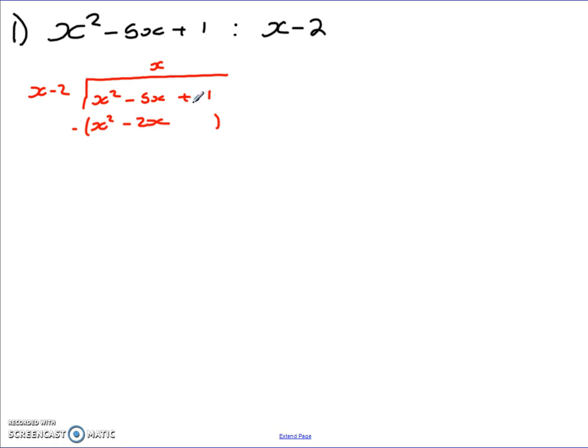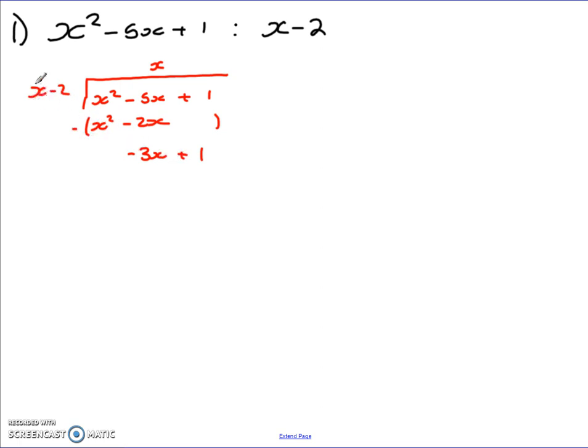What we should find every single time, if we've done it correctly, is this highest power vanishes. So we've got x squared minus x squared, great, it's gone. We've then got minus 5x, take away negative 2x. Minus minus becomes a plus, so negative 5x plus 2x gives me negative 3x, and then there's nothing here, so it's just a plus 1. We then look at the highest power. Now the highest power has to be less than the highest power of the divisor. If it's equal to or bigger than, we do another step. Well, the highest powers are equal to each other, so we do it again.